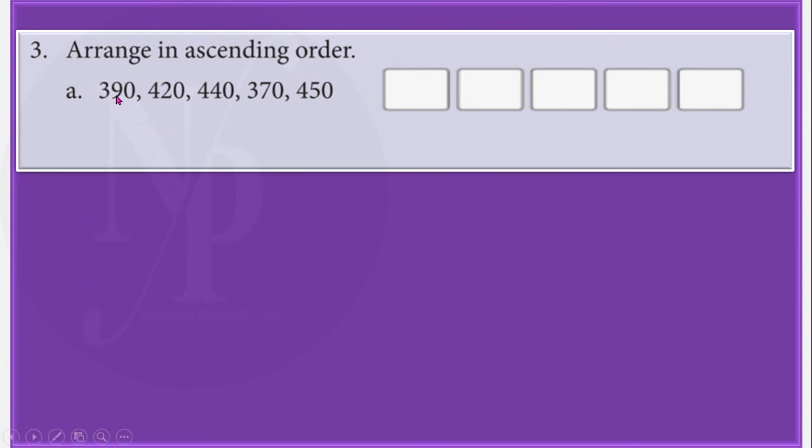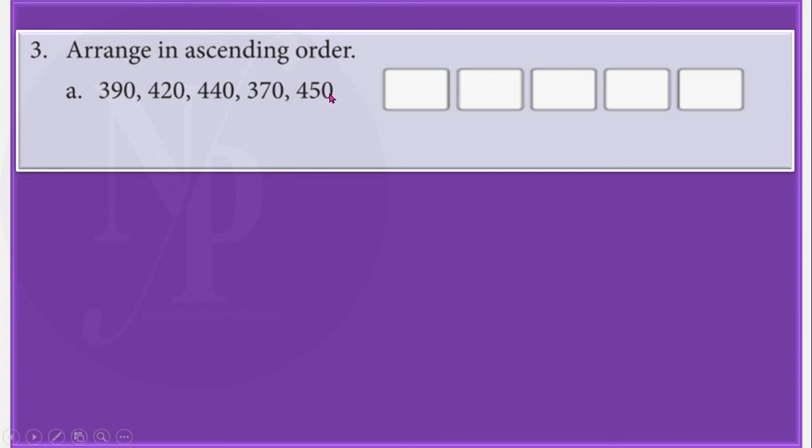Question number 3. Arrange in ascending order. We know that ascending order is nothing but arranging the given numbers from smallest to the greatest. So here we have 5 numbers given, and we need to arrange these numbers starting from the smallest to the greatest number, and we will get the ascending or increasing order of the numbers.